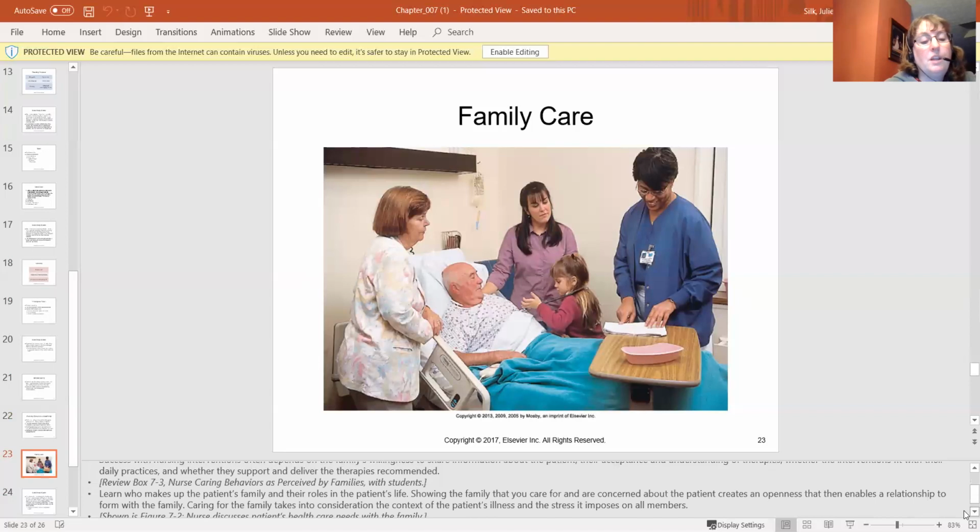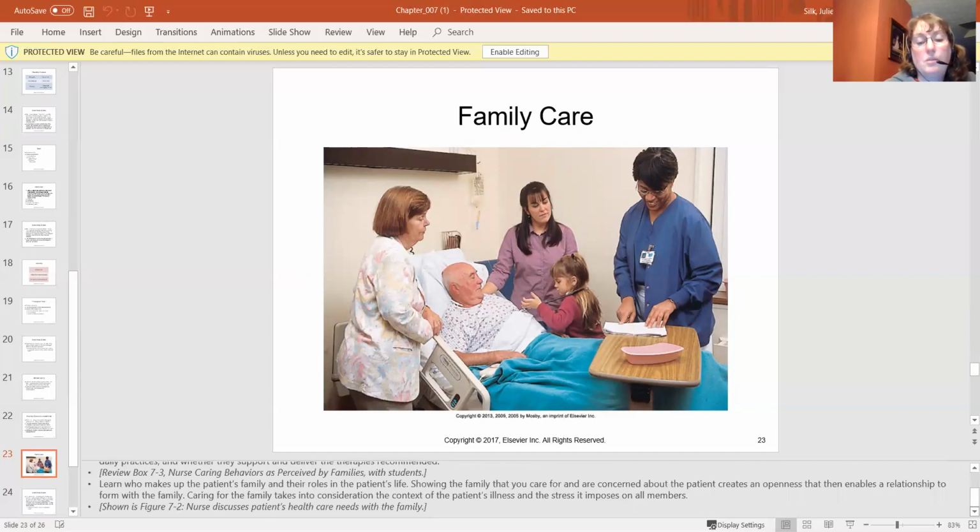Learn who makes up the patient's family and their roles in the patient's life. Showing the family that you care for and are concerned about the patient creates an openness that enables a relationship to form with the family. Caring for the family takes consideration of the context of the patient's illness and the stress it imposes on all members of the family.